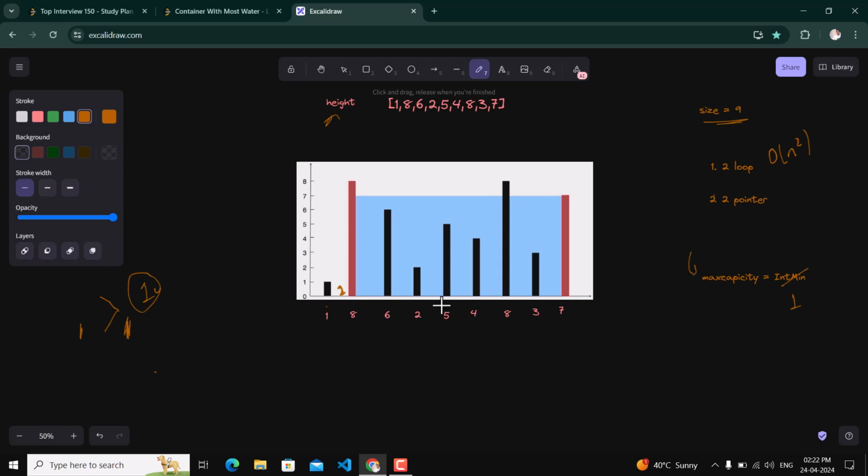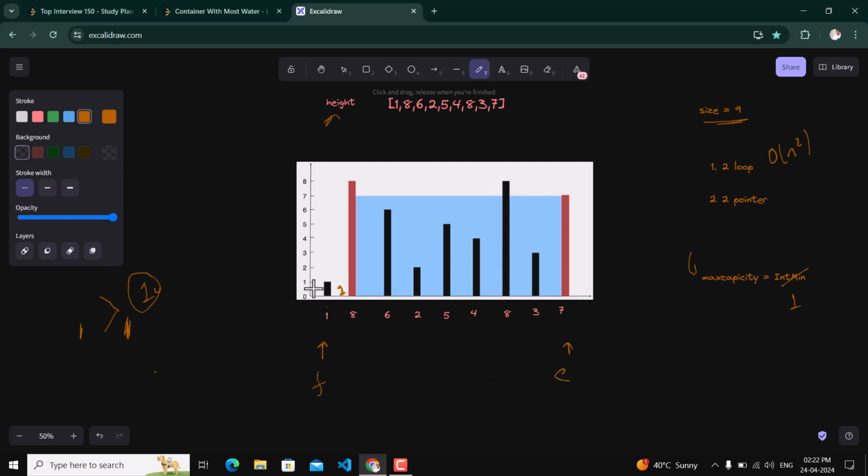Now we have to check each pair of bars, for these two, for these two. How will we check this? We will place one pointer here at the start and one pointer at the end, and we will call them front and end.